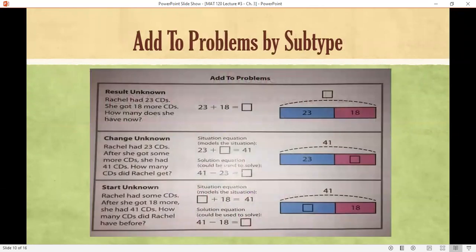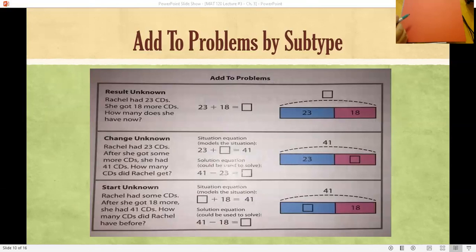So here are some great examples of how to recognize add to problems and how to identify which subtype it is. Remember that we're talking about the result, the change, and the start. If this is about addition, I want to start this idea by sharing the basic structure of the addition problem so that we're familiar with how to connect them, okay? When it comes to addition, we have this plus this equals this, right? This is our general addition structure, okay?